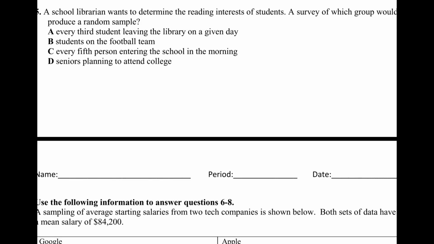All right, let's see. So we're trying to gauge the reading interests of students. Who is our population? Students who read. So it didn't say determine the reading interests of students who read. It just says students. So wouldn't it be a little bit more? See, I would think it's C, but also Miss Rotter in your book thinks it's A.